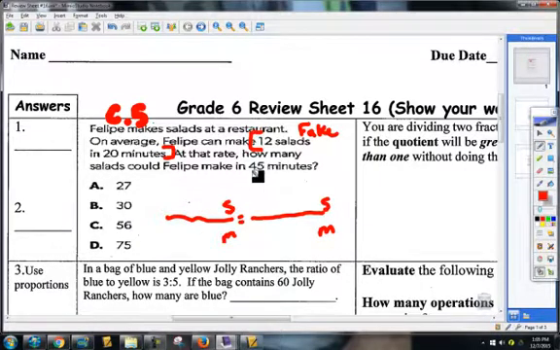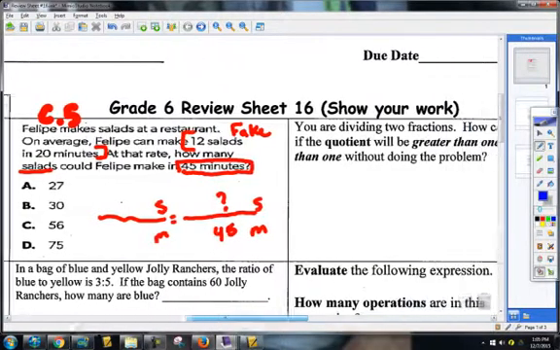And then you just have to ask yourself, what piece of real information did they give me, and what did they ask for? How many salads could they make in 45 minutes? Your fake ratio goes here. Then from there you can solve it. But that's a pretty easy question. That's what we're doing right now.